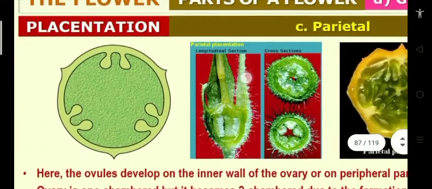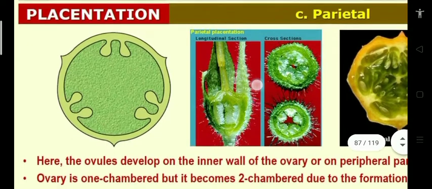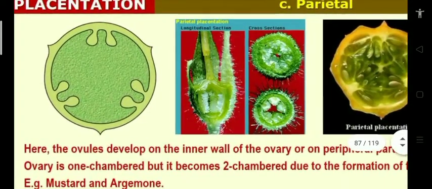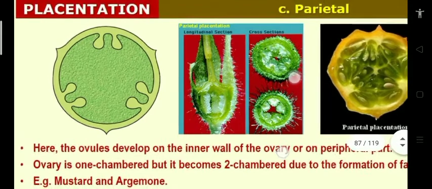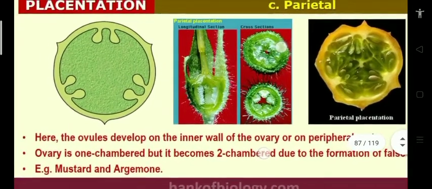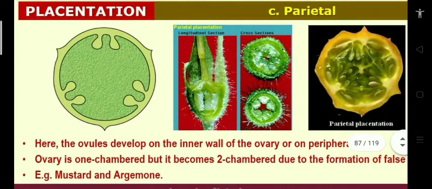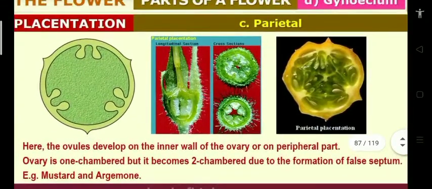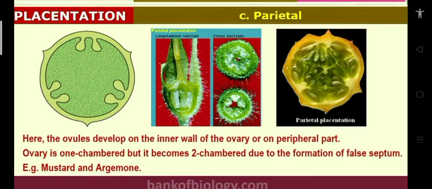Next, parietal placentation. What is meant by parietal placentation? Here ovules develop on the inner wall or peripheral part of the ovary. But actually the ovary is one chambered. Due to the formation of a false septum, it becomes two chambered. That is also very important. Examples: mustard and argemone.